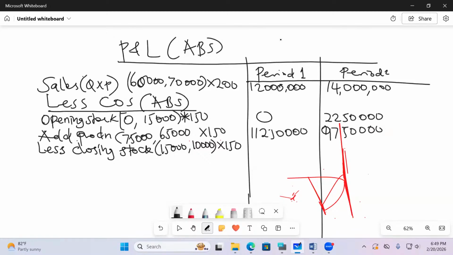So 15,000 times 150, that will give me what figure? 2,250,000. And then we have 10,000 times 150, which is 1,500,000. The same, isn't it? All right. So then you come and subtract.